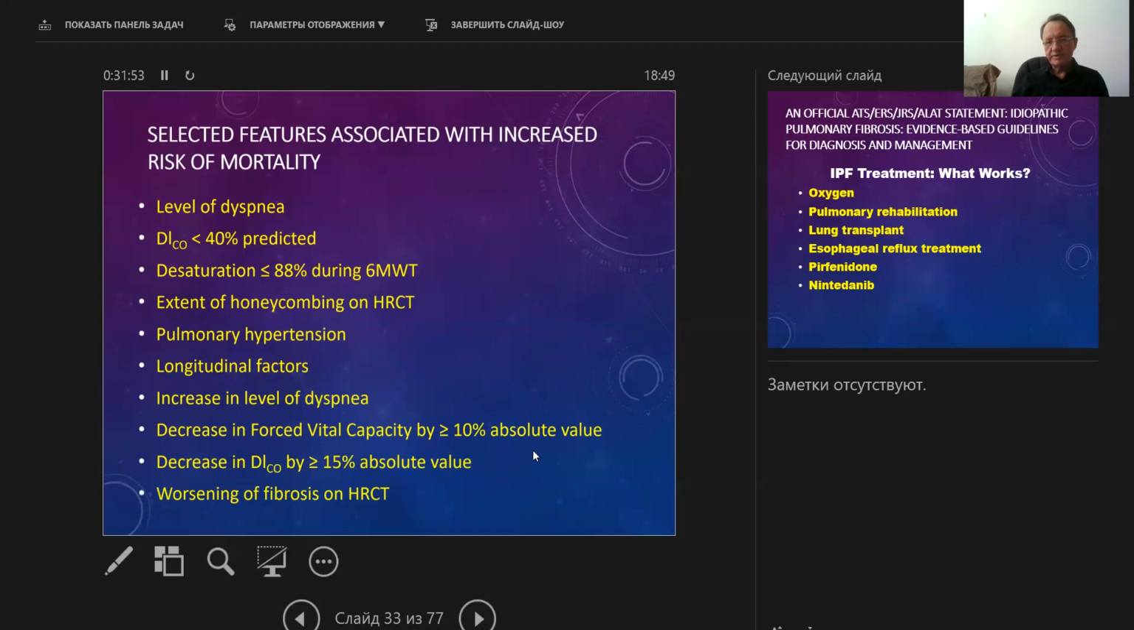Selective features associated with increased risk of mortality are the level of dyspnea, diffusion capacity of the lung for carbon monoxide less than 40% of the predicted level, and desaturation less than 88 during the 6-minute walking test.